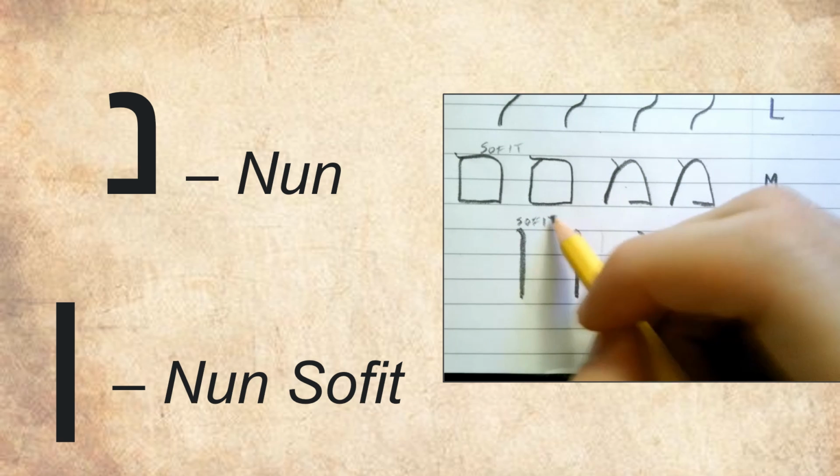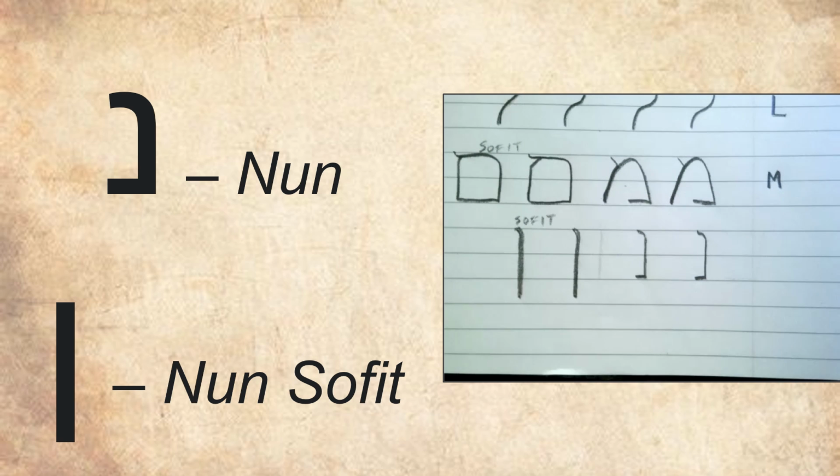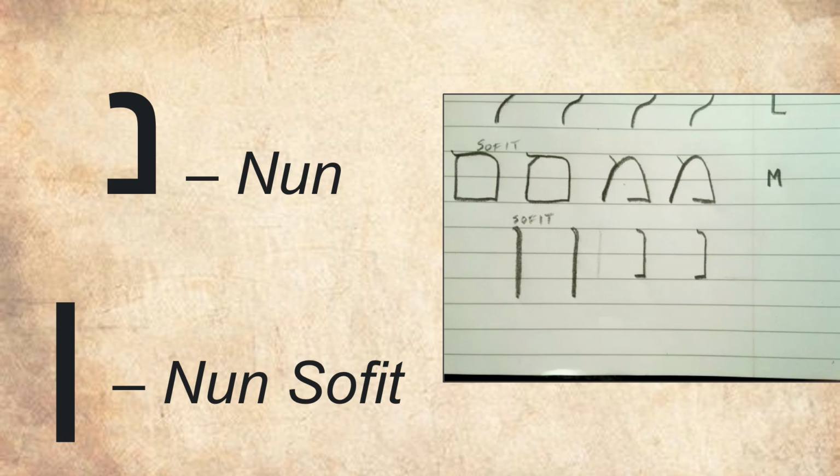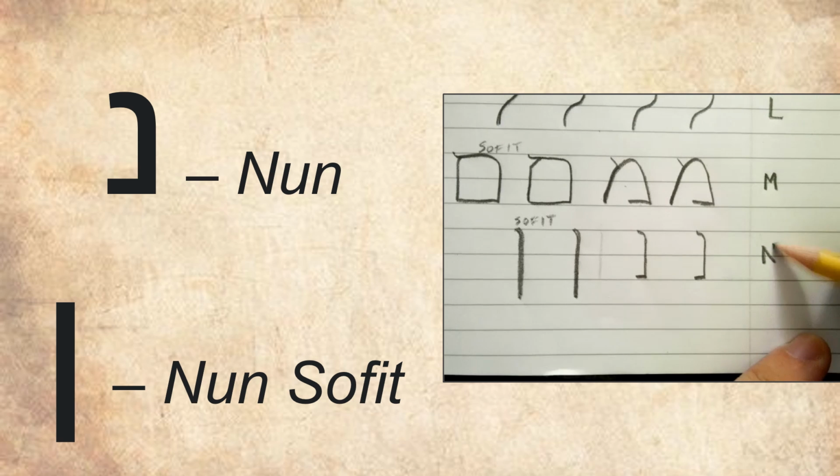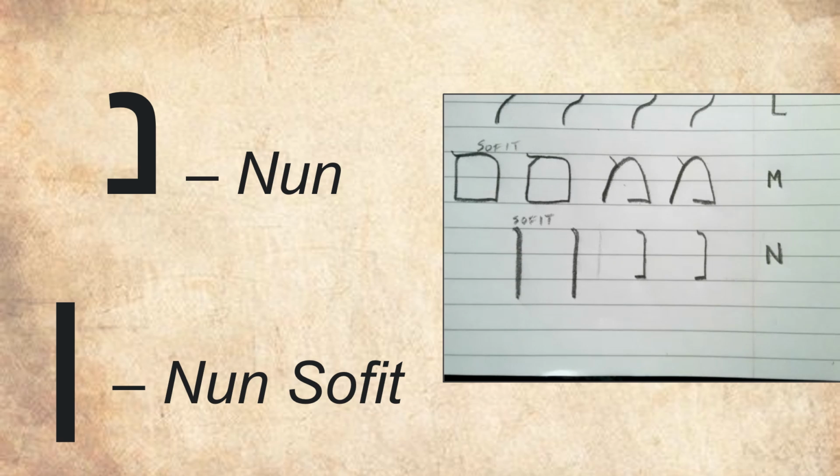Okay, so what does the sofit mean? Sofit means it's the end, the final form, meaning that if a word starts or has a nun at the beginning or in the middle, you use the regular form. The sofit is only at the end of a word, okay? And the letter nun makes an n sound, as in the word nap. So you can use the English letter n to transliterate the letter nun.